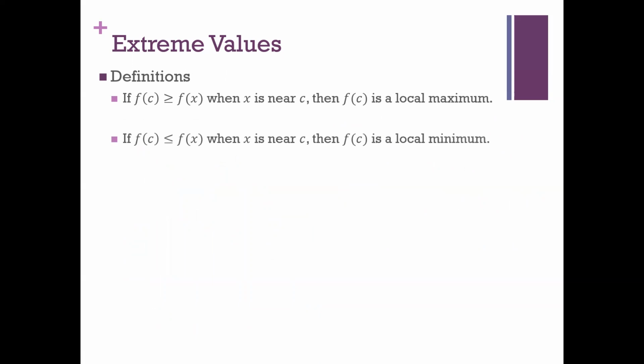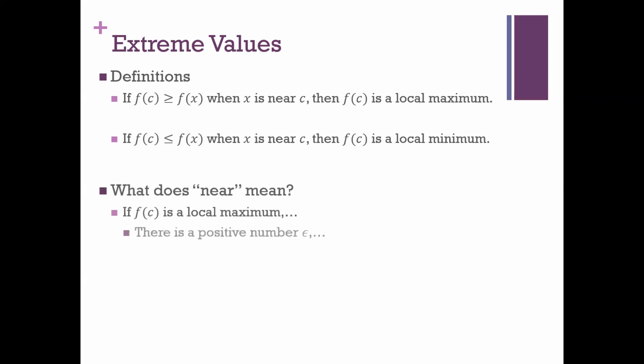So again, very similar definitions for local max and local min. If f of c is greater than or equal to f of x when x is near c. Now I'm not saying anything about the whole domain. I know that it is vague to say near. We'll talk about what that means in just a bit, but for now, if f of c is bigger than everything in this vicinity of c, then that's a local max. Similarly, if it's the least of all the things in this little window, it's a local min.